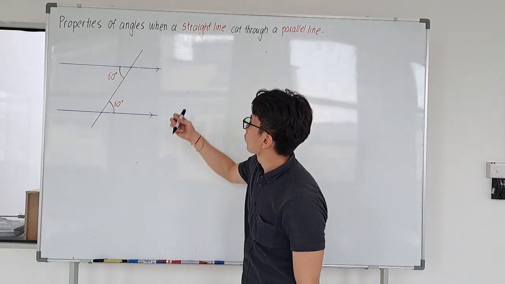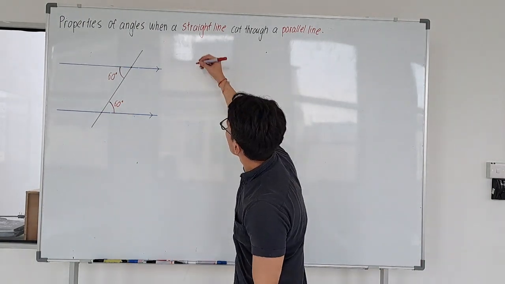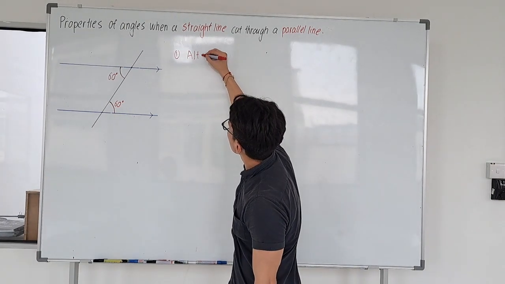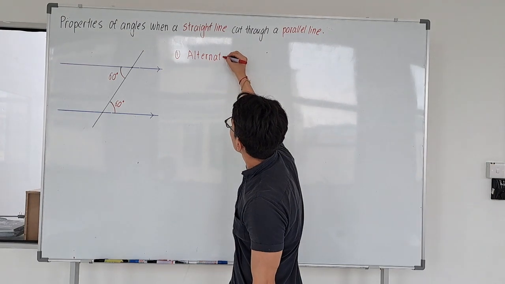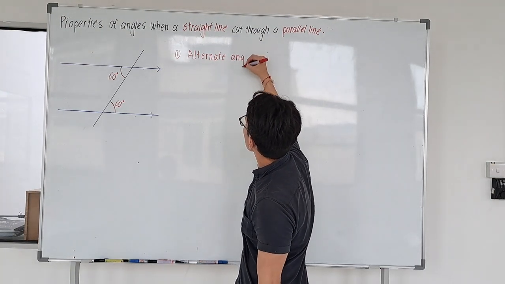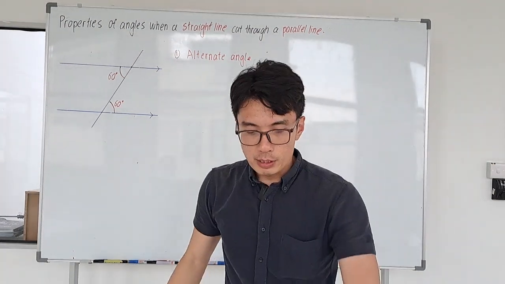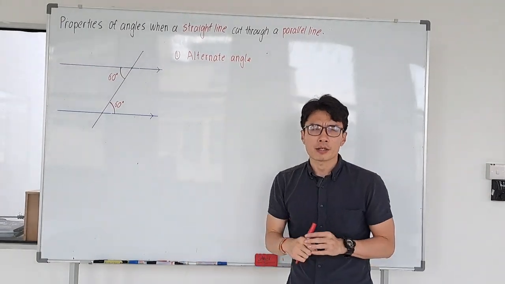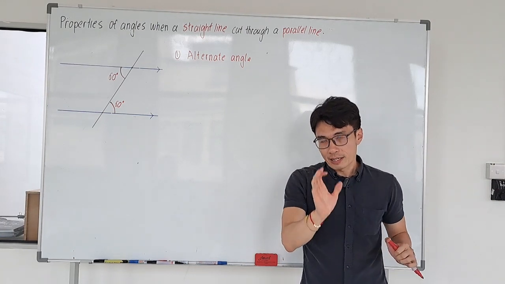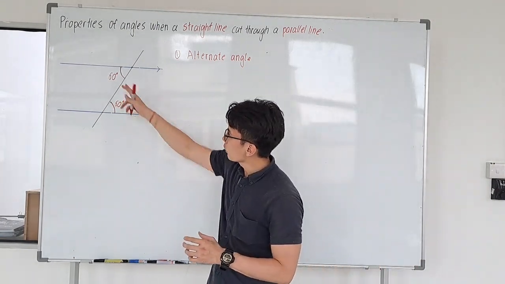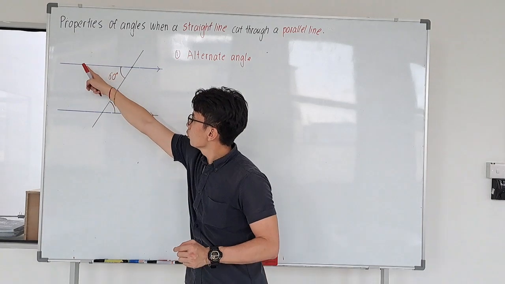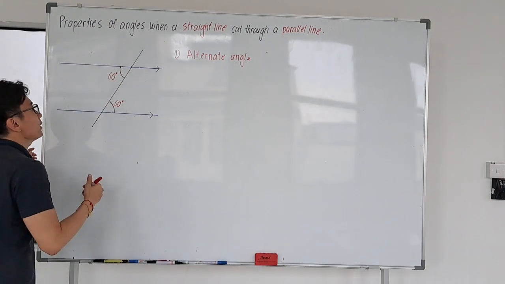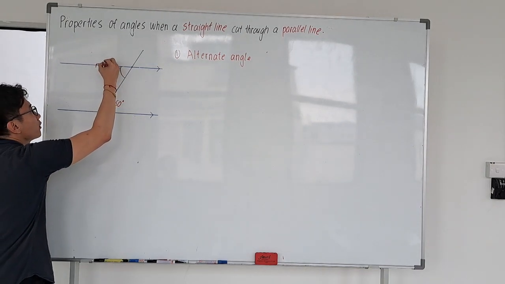We have a name for this property. We call it alternate angle. We call this property an alternate angle. And how would I like to remember an alternate angle? I will remember a letter of the alphabet. If you use your imagination, this looks like a Z shape. For those of you who can't see, I will just draw it out for your reference.